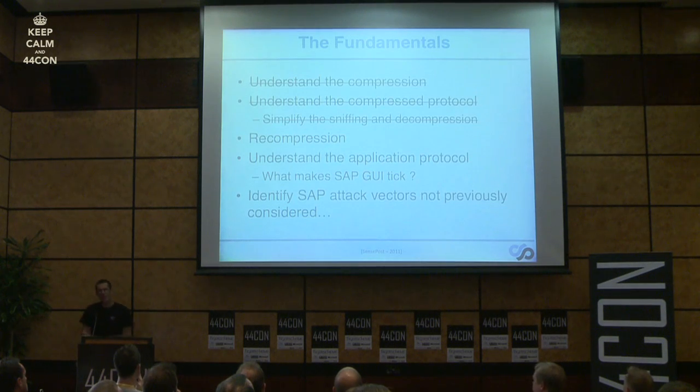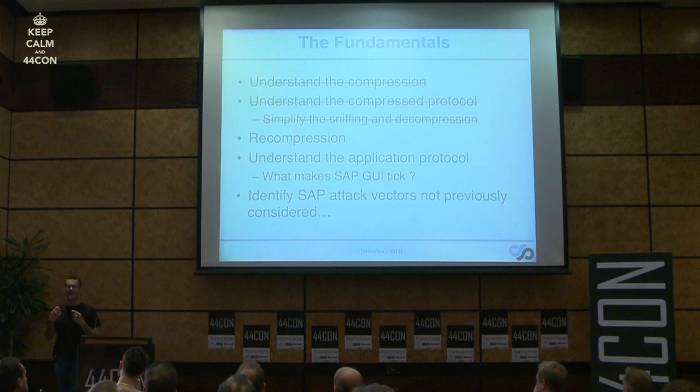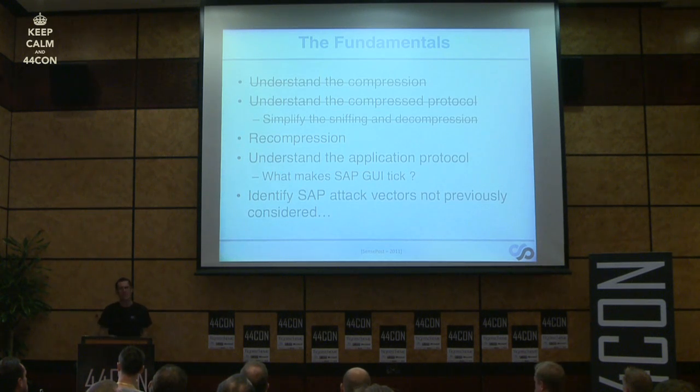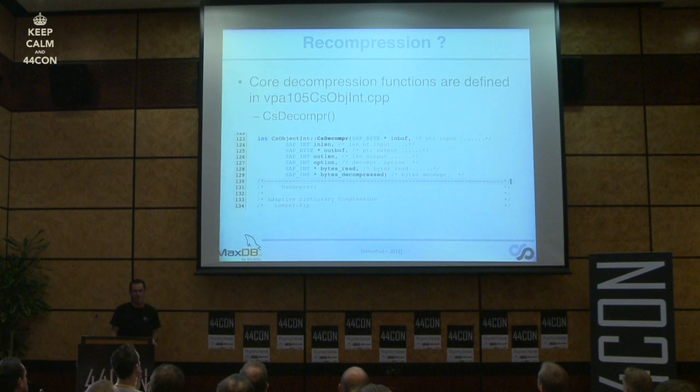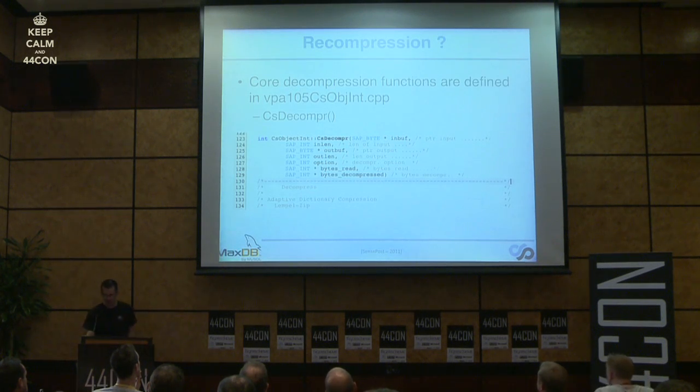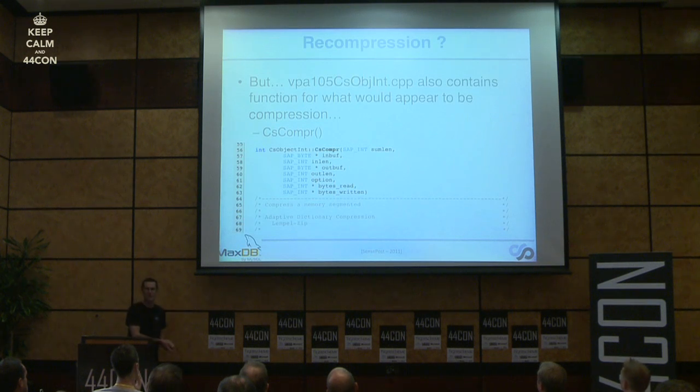So we've simplified this process. We've made it a lot easier for people to see what's happening on the wire with SAP. But the big question over here is, what about recompression? And the nice part about it is if we dig through the MaxDB code, which Dennis picked up, a couple of functions are actually declared in it. The first one is CS Decompress, which is the one we're using to decompress information. But there's also one called CS Compress, which theoretically allows us to recompress this.